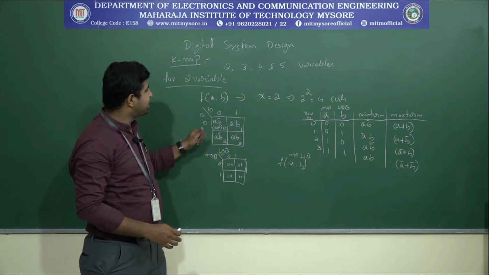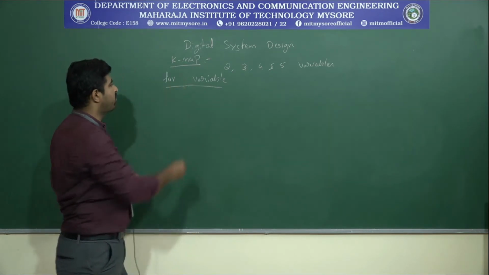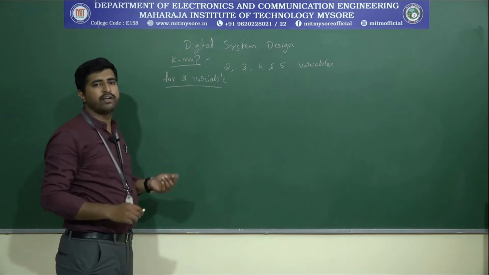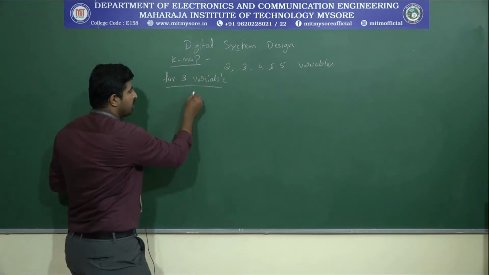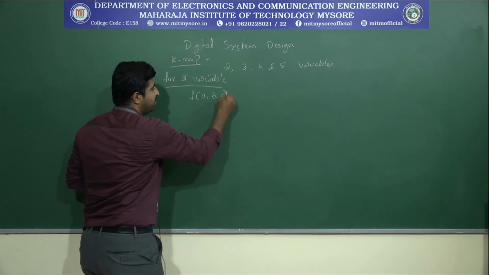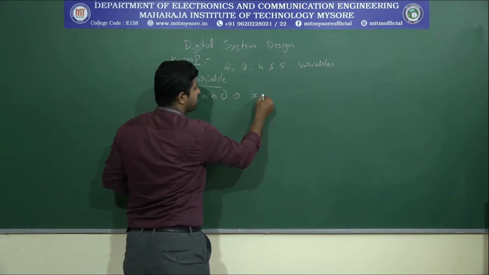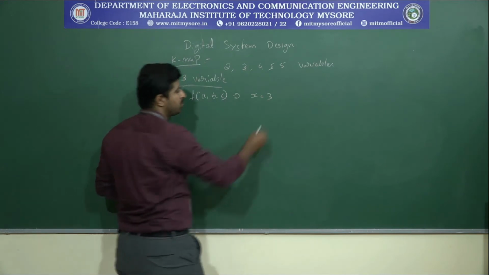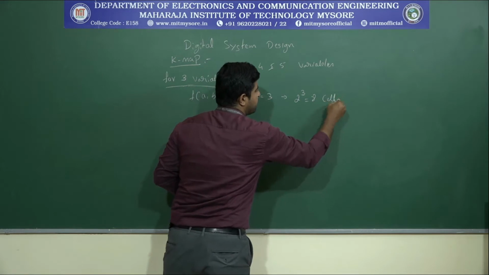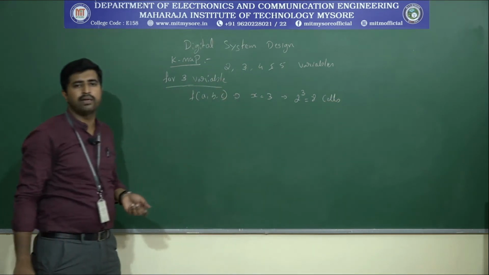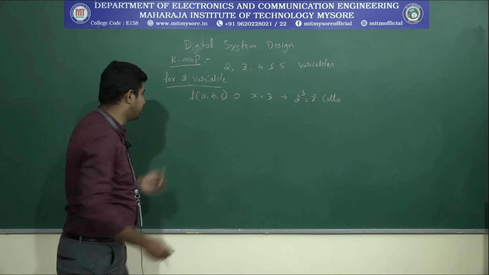Now let's see how a three variable K-map will look. Let's see a K-map for a three variable function. If we have a three variable function A, B, C, that means x equals 3. So that is 2 to the power of 3, which will be 8 cells in the K-map, or 8 squares in the K-map. How will the 8 cell K-map look? Let's see here.